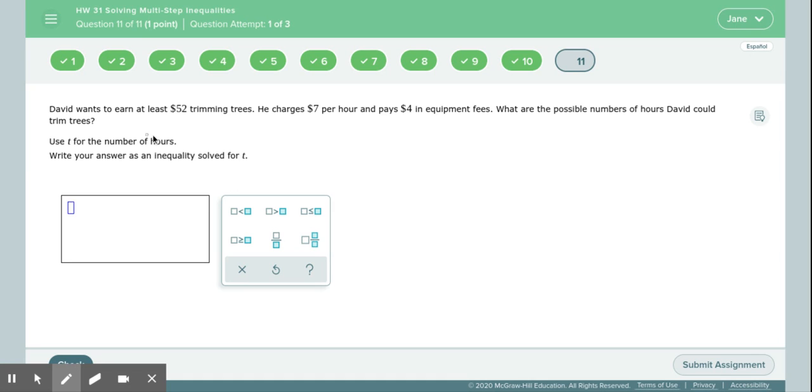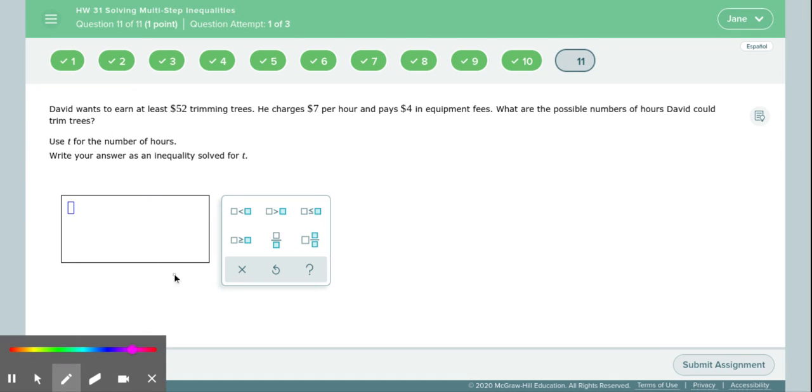All right, so in this case, the only value that I don't know is how many hours. That's what I'm trying to figure out. What are the possible number of hours? So there's only one variable for this. This is not a system. This is just one inequality. So there's one variable. T is what I do not know.